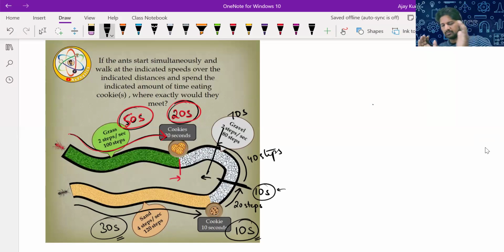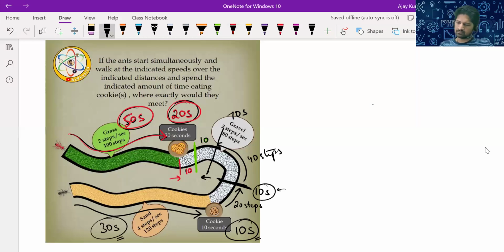Red ant will be moving from one side, black ant from the other side. How many steps are left? 20 steps. They both move with a common speed, so they will meet exactly in between. They will meet here. So 20 steps were left, 10 steps on this side, 10 steps on this side. 10 steps the black one will cover, 10 steps the red one will cover. That is where they are going to meet. So where will they meet? 100 in grass. The red ant has traveled 100 in grass.